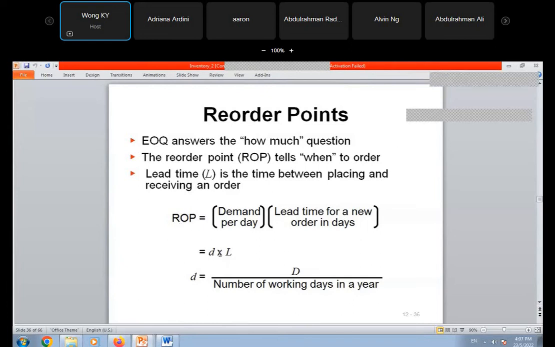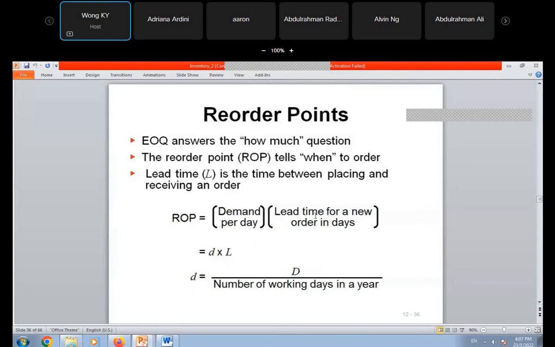ROP equals demand rate multiplied by lead time. So d is the demand rate, normally calculated as demand per day. Demand per day, d, is calculated as capital D, the annual demand, divided by the number of working days in a year. If we use the annual demand divided by the number of working days in a year, we get the demand rate, which is demand per day.